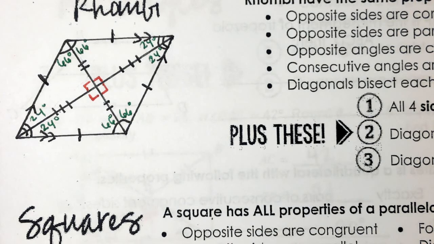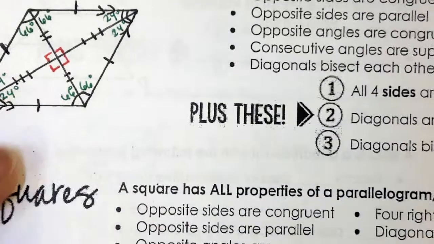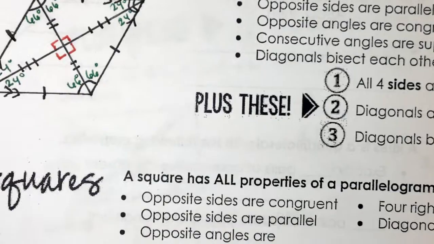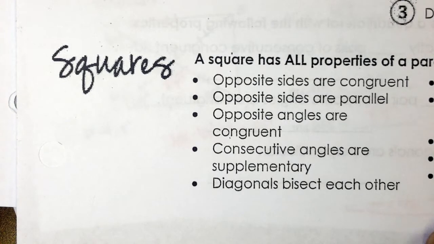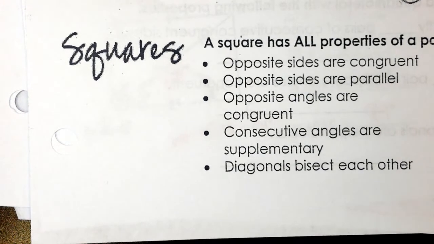So that's the rhombus. Then the next one is the square. If you look down here, the square has all the properties of everything. All the properties we went through are listed for the square because the square has everything in it. So we need to draw a square for ourselves. I'm going to draw my square.